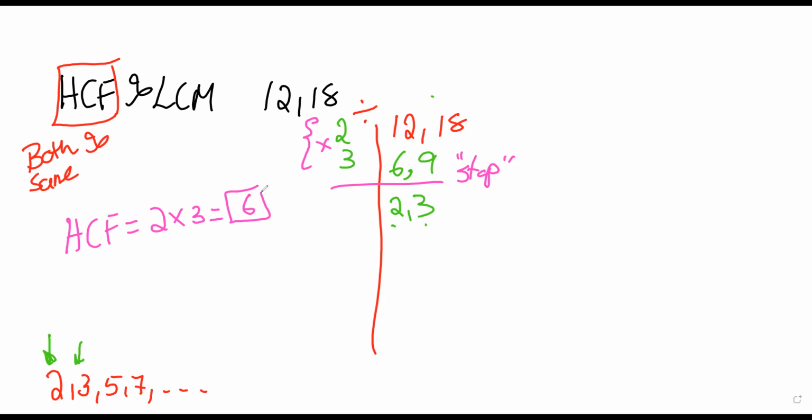Highest common factor ببساطة شديدة جدا يعني أعلى رقم I can divide the 12 and the 18 by. The highest number I can divide both 12 and 18 by. فكده خلصنا مرحلة الايه؟ ال HCF. نيجي بقى لمرحلة ال LCM.